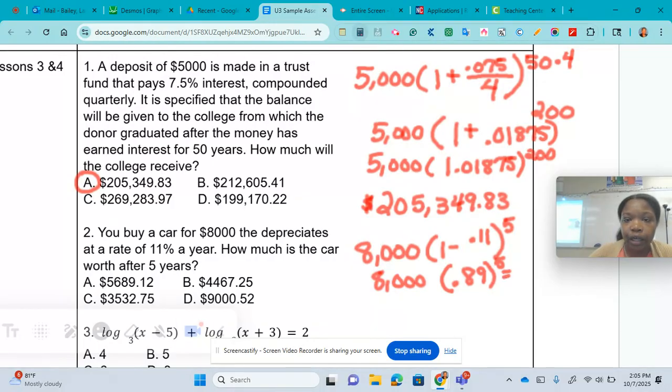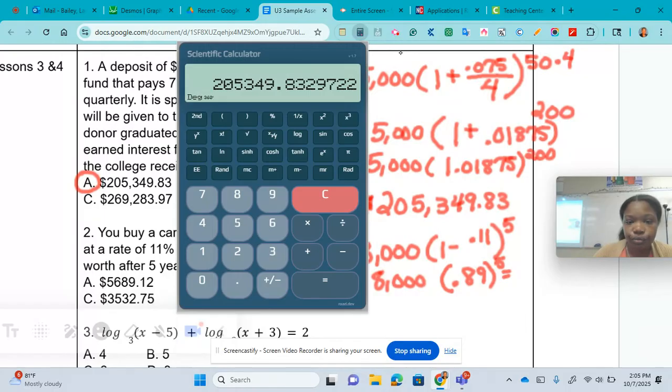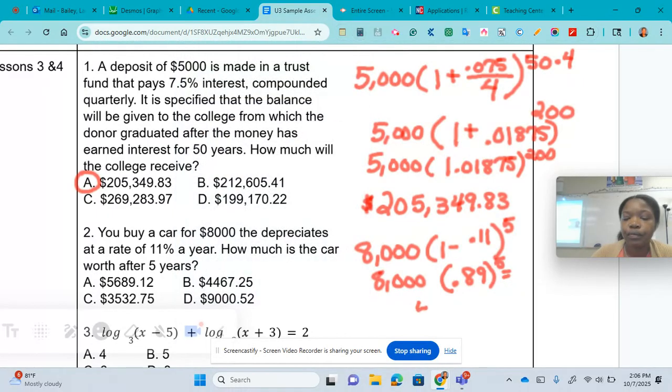Pull out my handy dandy calculator. I have 0.89 raised to the 5th power, and I got that value. Now what do I do? Multiply it by 8,000. And that would give me $4,467.25. So my answer is B.